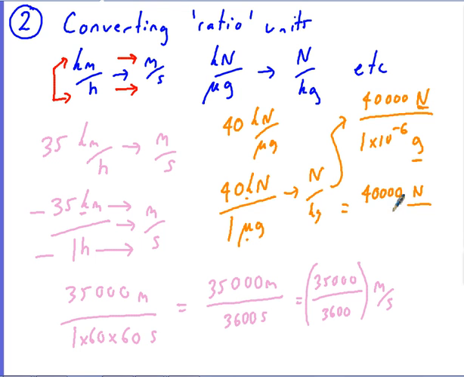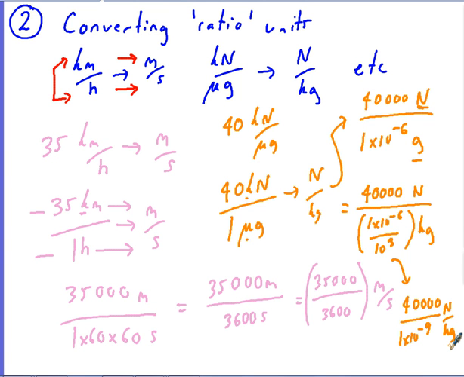40,000 newtons all over 1 times 10 to the minus 6 all over 10 to the 3, because remember a kilo is 10 to the 3 kilograms. And we just clarify that a little bit more. Sorry about the lack of calculator. That's going to be 40,000 all over 1 times 10 to the minus 9 newtons per kilogram.